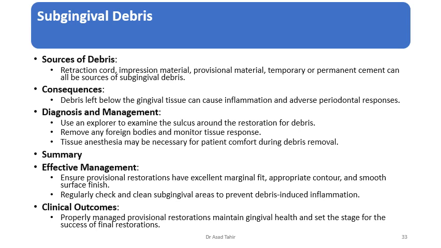Summary. Effective management: ensure provisional restorations have excellent marginal fit, appropriate contour, and smooth surface finish. Regularly check and clean subgingival areas to prevent debris-induced inflammation. Clinical outcomes: properly managed provisional restorations maintain gingival health and set the stage for success of final restorations.